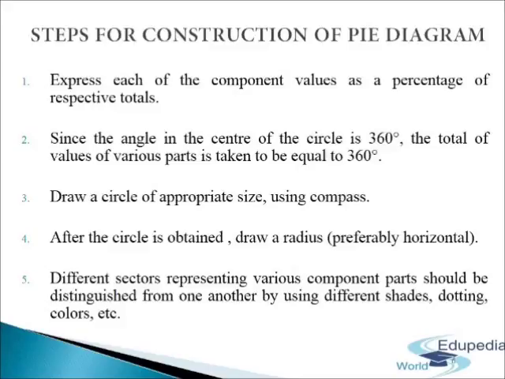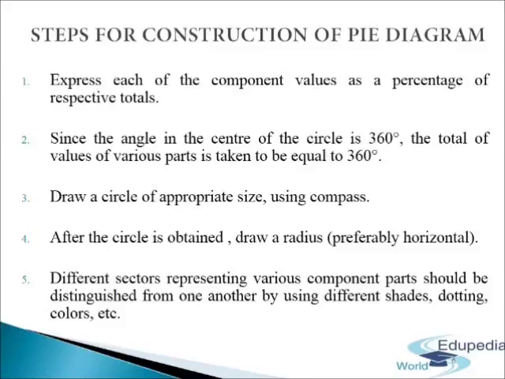Fourth step, after the circle is obtained, draw a radius, preferably horizontal. Starting with the 12 o'clock position on the circle clockwise, draw the largest component. Draw other components in clockwise succession in descending order of magnitude except for catch all components like all others and miscellaneous which are shown last. Show each value in the circle clockwise.